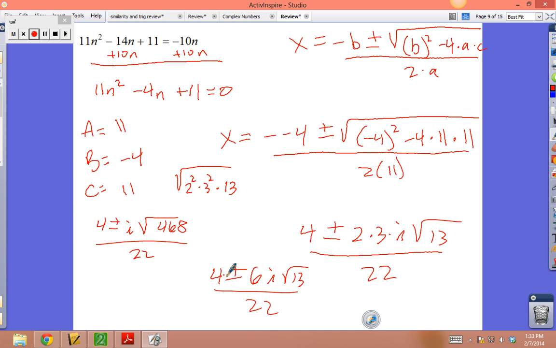And now look at these numbers. 4, 6, and 22 are all even. So you can simplify this fraction. You can divide them all by 2. So your final answer is 2 plus or minus 3 imaginaries times the square root of 13 over 11.